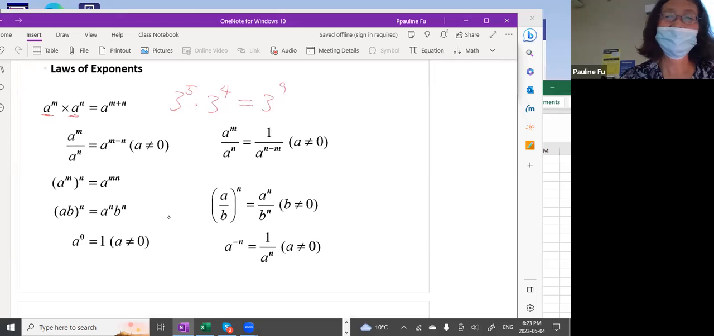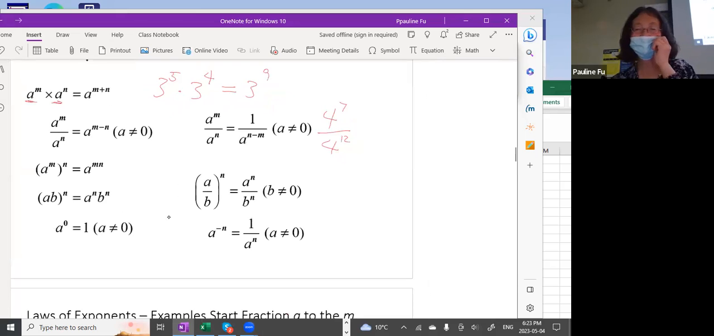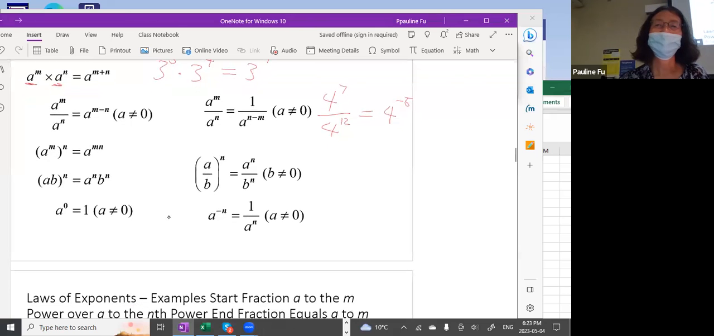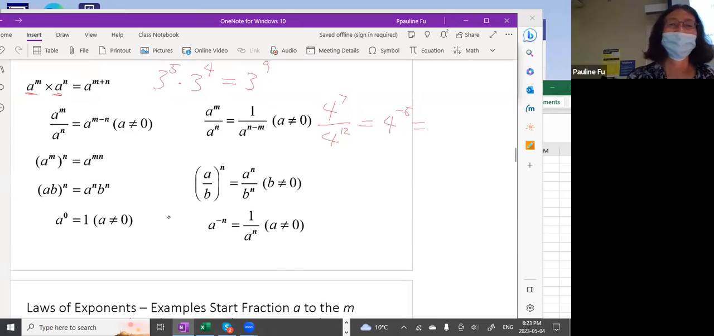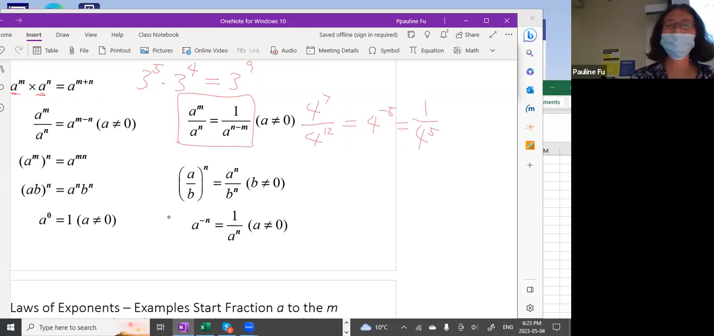And the next one, 4 raised to power 7 over 4 raised to power 12. What is the result of this one? Anyone want to try this question? 4 raised to power -5. Excellent. Can somebody give us another answer? This is correct. There is another answer. What is the other expression? Yes. Perfect, thank you. So based on this, you get this. They're both correct.